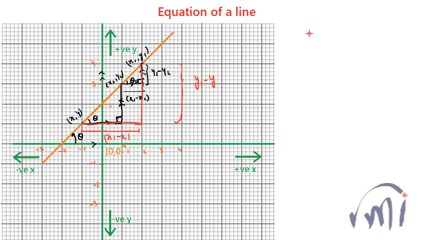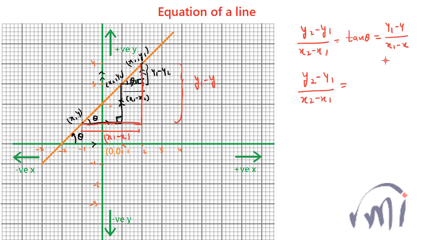And what can you say about y2 minus y1 divided by x2 minus x1? This is equal to tan theta, and this is also equal to y1 minus y divided by x1 minus x, right? Because all of them are similar right angle triangles. So you can say y2 minus y1 divided by x2 minus x1 is equal to, let me change sign on both the sides over here. So this, if I write as y minus y1, in the denominator I have to write x minus x1, taking minus common from the numerator and taking minus common from the denominator.